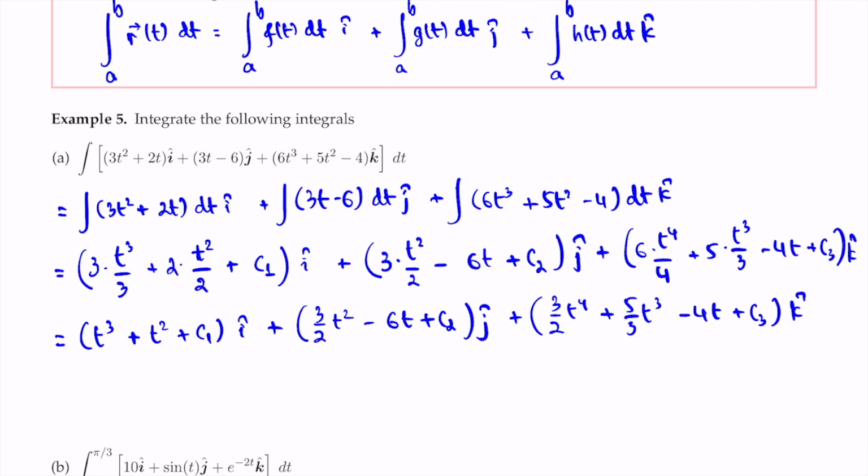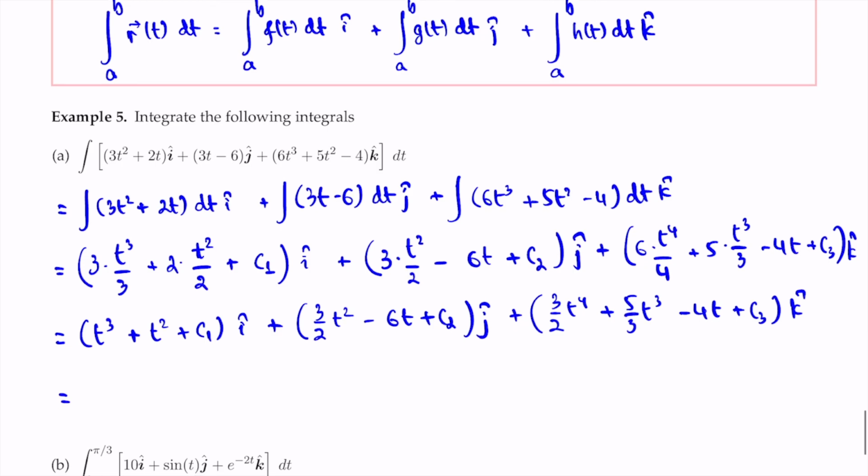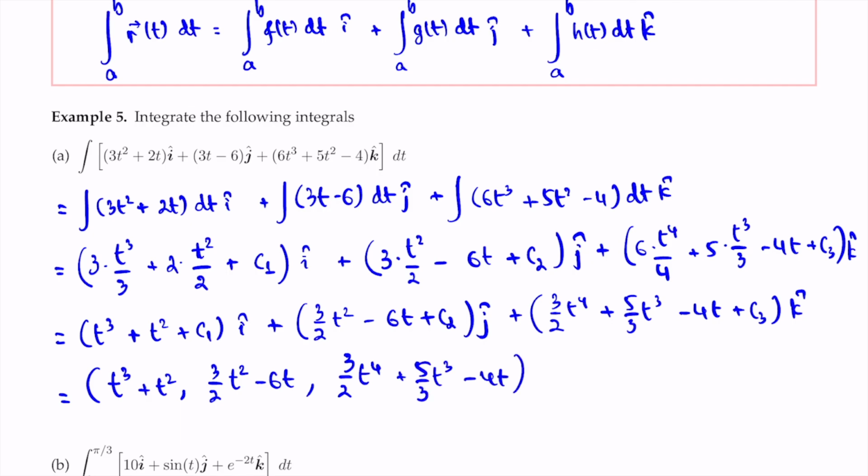So you can present the result of the indefinite integral this way, or there's a more general form that you can produce. You just write the result of the functions in terms of t, and the arbitrary constants you can group together into a vector of arbitrary constants. So you have the vector t cubed plus t squared, comma, 3 half t squared minus 6t, comma, 3 half t to the 4 plus 5 third t cubed minus 4t, plus an arbitrary constant vector like that, where the vector C consists of c1, c2, and c3.